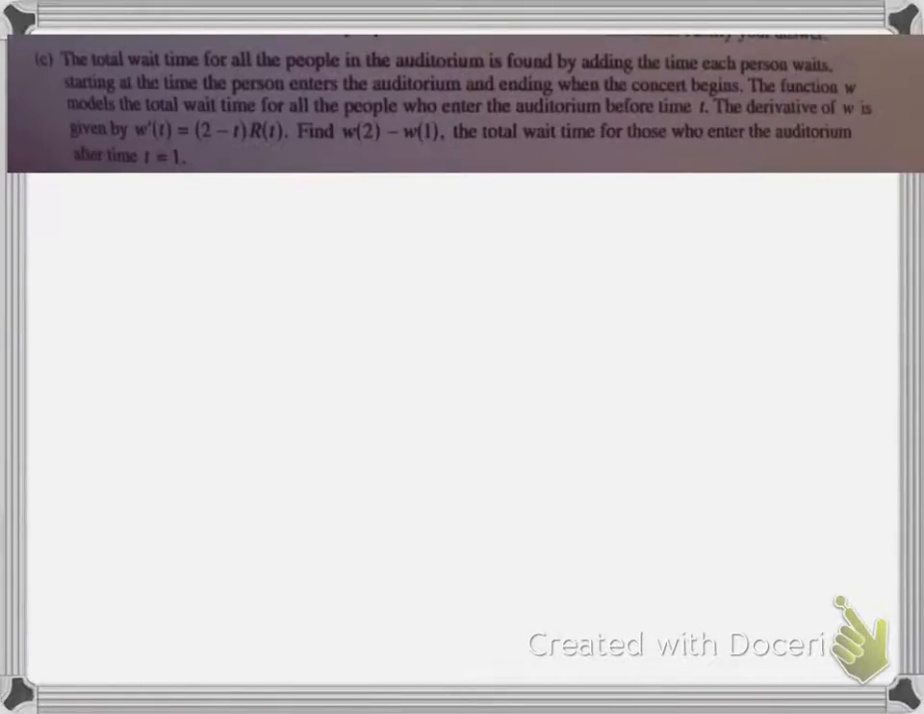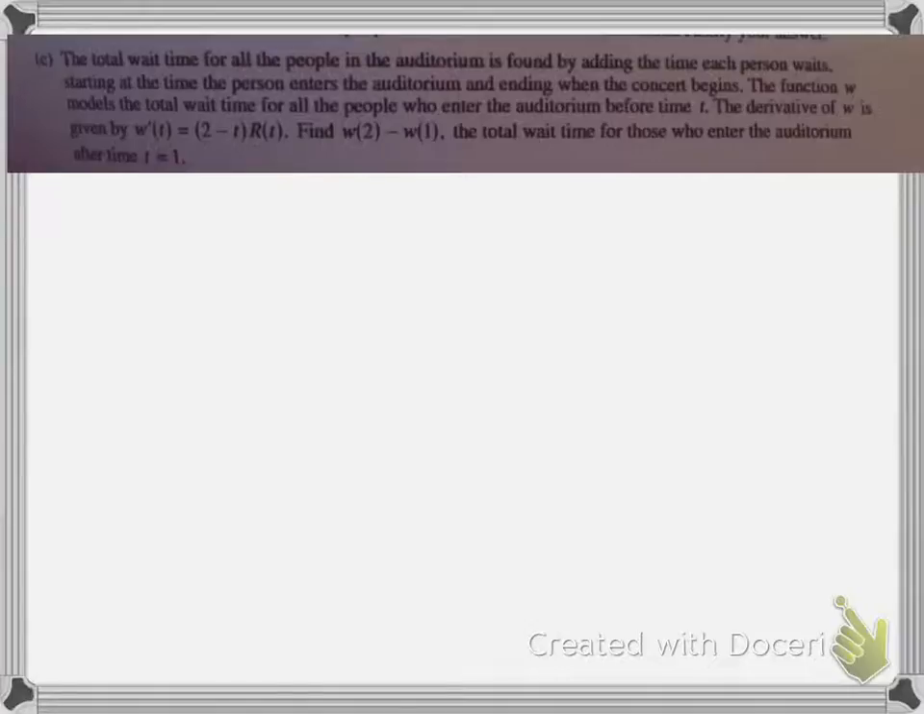Okay, so now we're up to part C. The total wait time would be how long did each person wait altogether. So if, let's say, Sophia was waiting 10 minutes, and then Caitlin was waiting 10 minutes, that means the total wait time was 20 minutes, but then you have to keep putting in more people in there, okay?